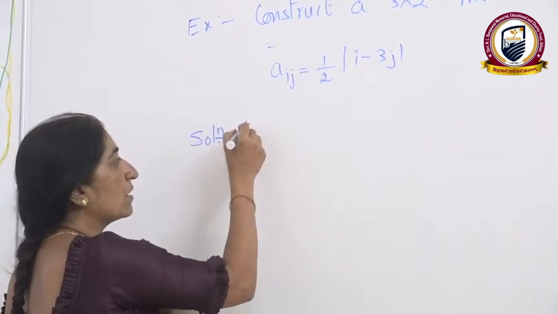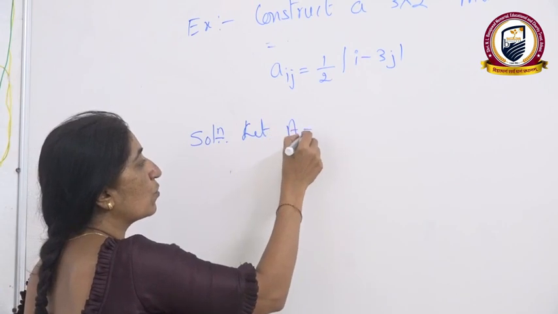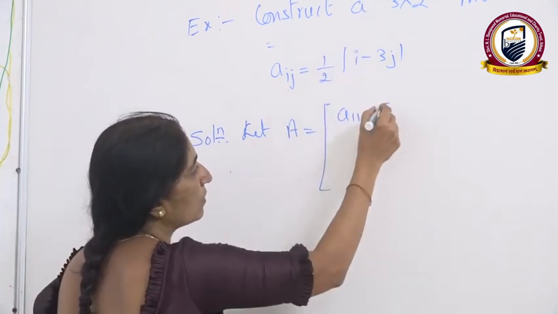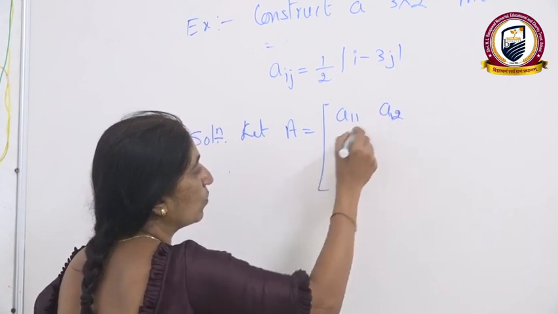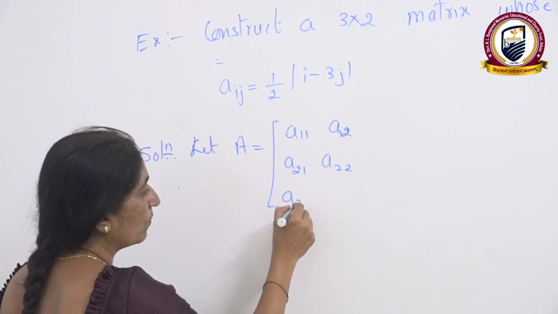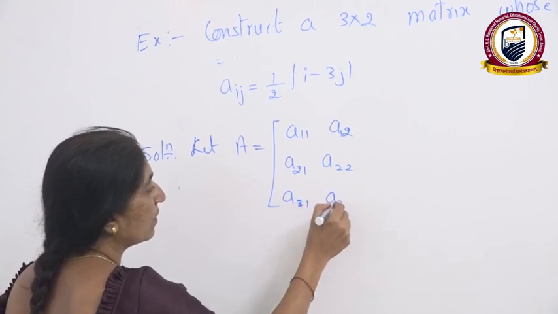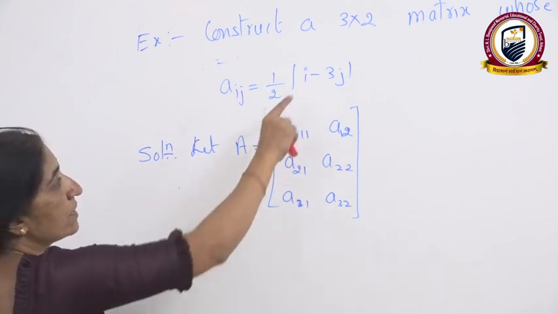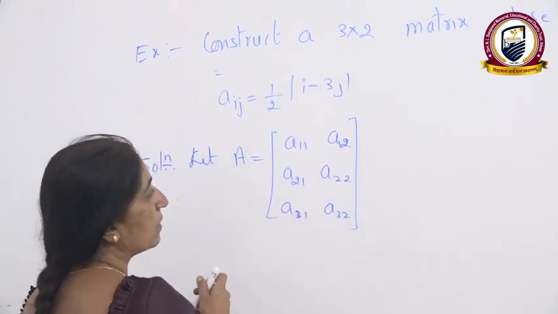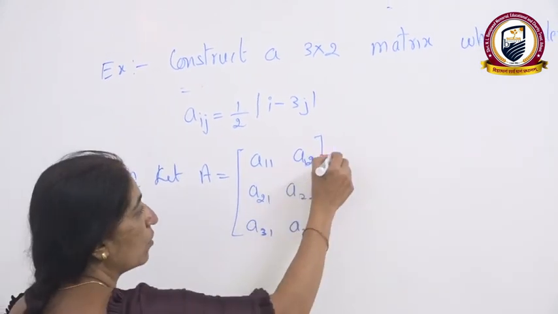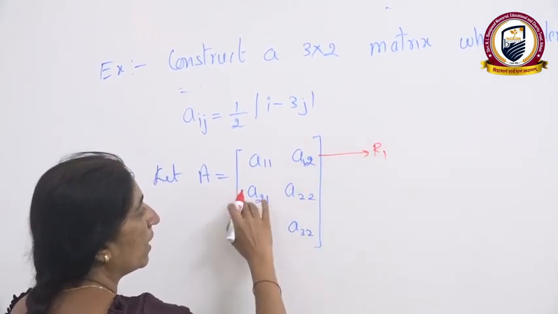See, let A be equal to 3 rows: A11, A12, A21, A22, A31, A32. See here students, how many rows do we have? The first number tells you the row, the second number tells you the column. Here the horizontal line is a row, and like this.